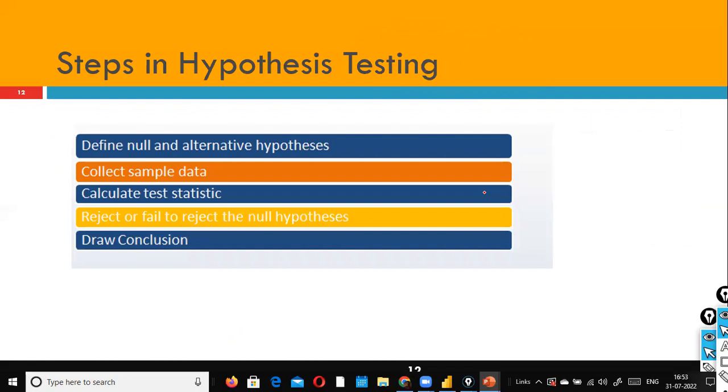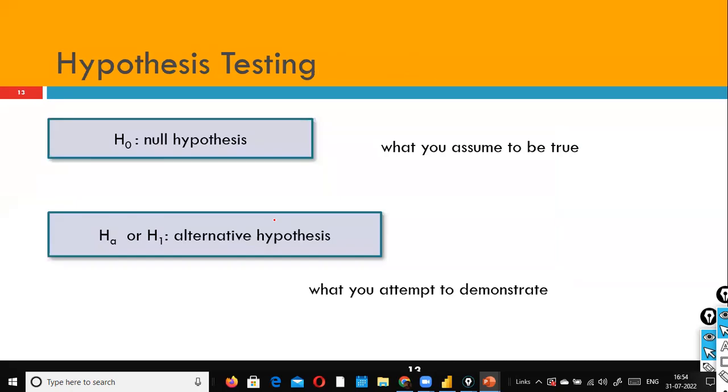These are the steps that we need to follow in order to perform hypothesis testing. The first step is you need to define the null and alternate hypothesis. Next, you need to collect the sample data, and then you need to calculate the test statistic. This is some formula. If the test statistic value is less than something or greater than something, and that falls in the rejection region, then we either reject or fail to reject the null hypothesis. Either you reject or you do not reject. And finally, you draw a conclusion. These are the 5 steps that we follow when we do any hypothesis testing.